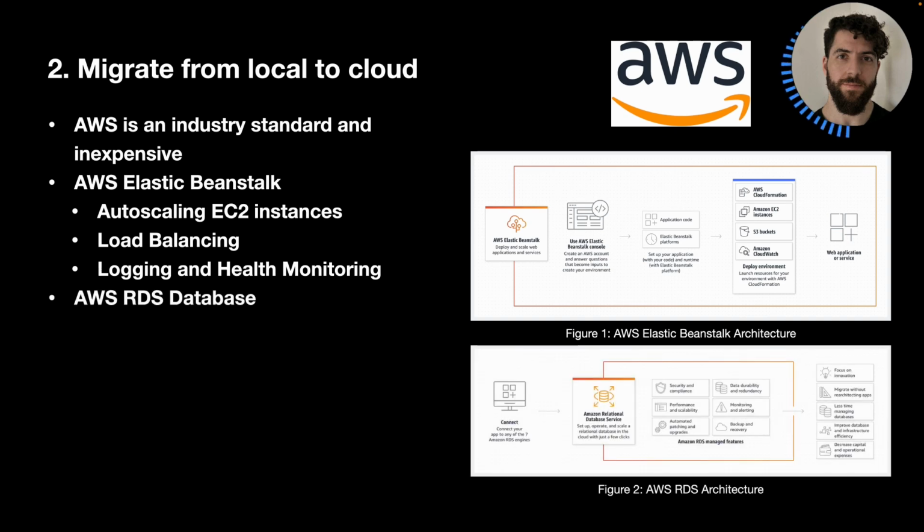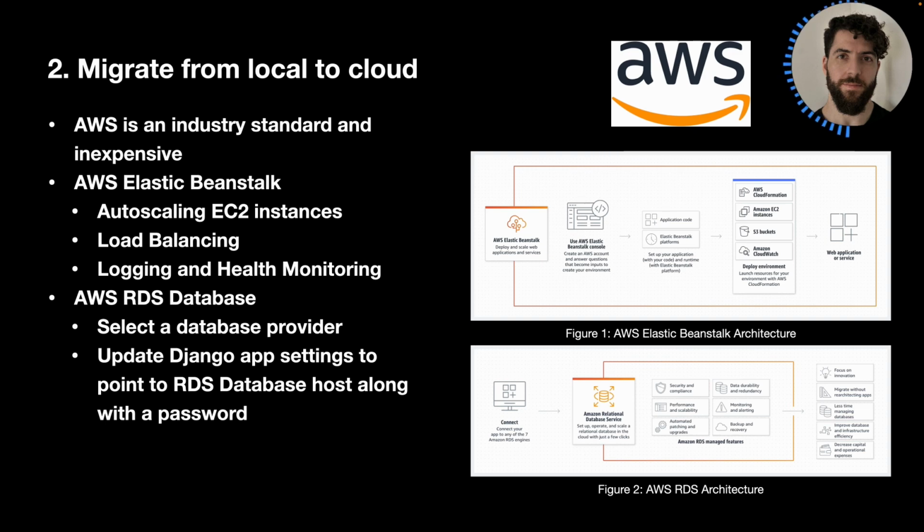Next, we'll be using an AWS RDS database. RDS is just relational database system, and we'll be using a PostgreSQL database for this. Select your database provider. For us, we're going to be using PostgreSQL database. And we need to update our Django app settings to point to our RDS database host along with a password.